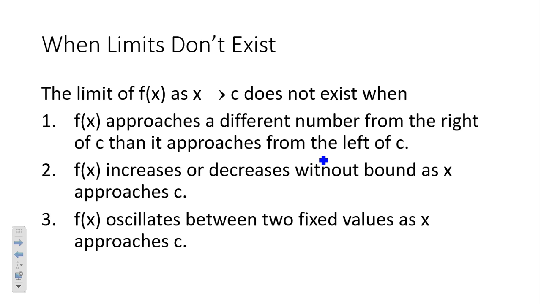The limit of f of x as x goes to c does not exist when 3 things happen. Either as x approaches c, f of x approaches a different number from the right of c than it does from the left, or if f of x increases or decreases without bound, in other words, you're hitting an asymptote, right? Or if it's oscillating between 2 fixed values as it approaches c. Okay, so we'll see some examples of that.